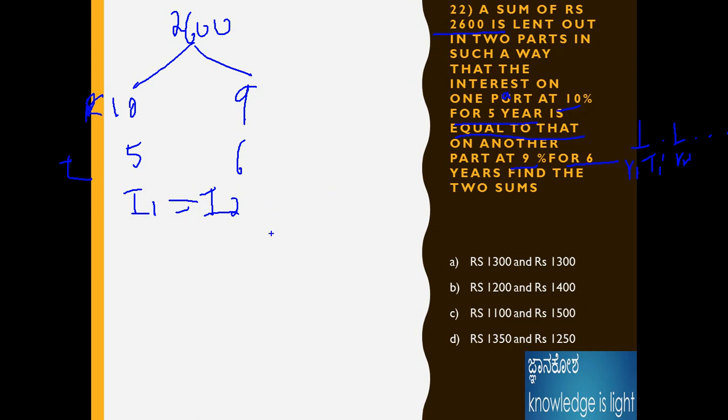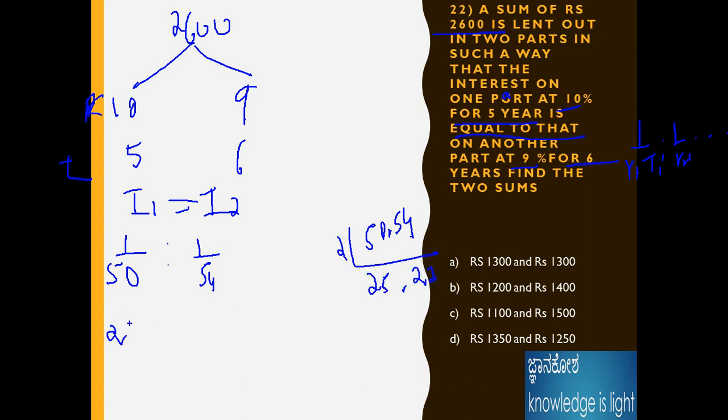Therefore, we can easily solve. We already know the ratio is 1 over R1 T1, that is 10 times 5 is 50, and 9 times 6 is 54. Take the LCM of 50 and 54. Then it is coming as 27x, as well as 25x. The total should be 52x. What is the total amount here? 2,600. So 52x is equal to 2,600.